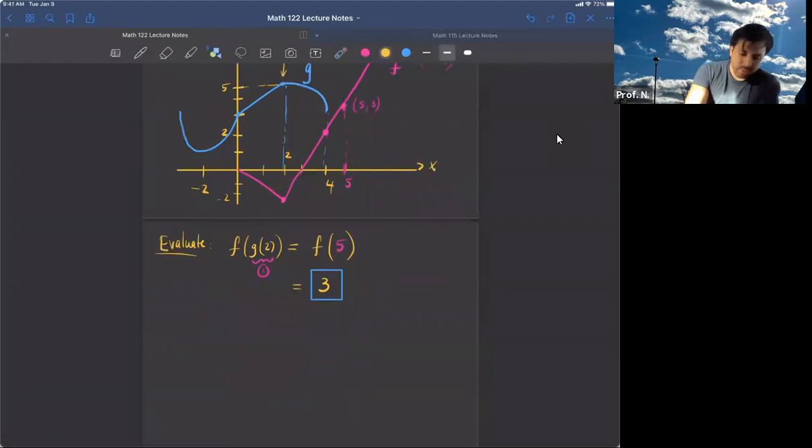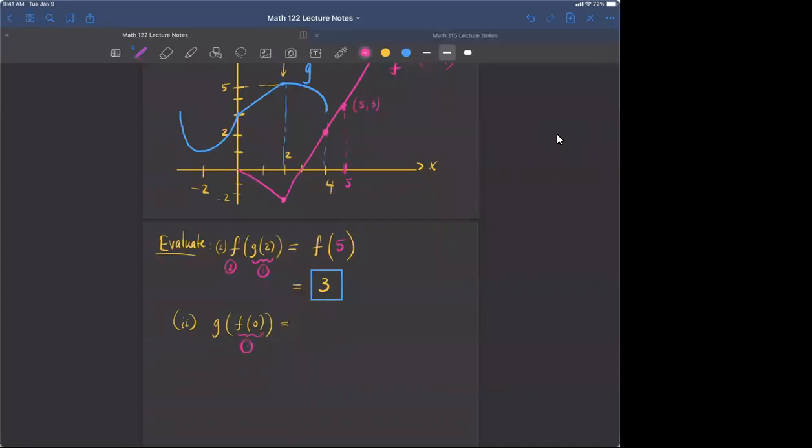Let's do one more. So this is one of them, and then another one, let's see. What is g of f of 0? So first of all, which one do we do first? We do our inside function first, right? So f of 0, what is f of 0?